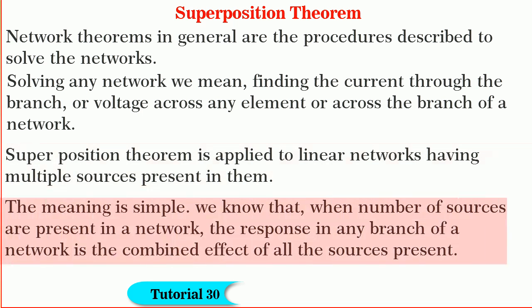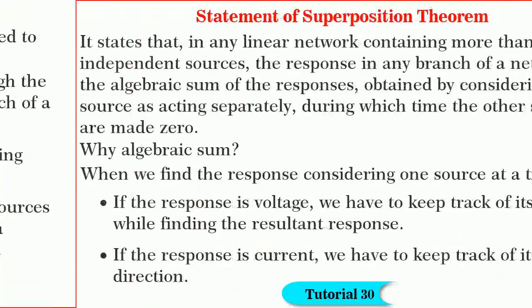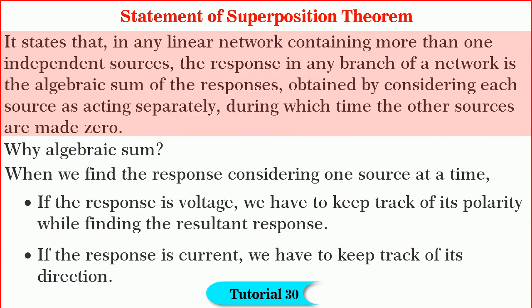The meaning is simple. We know that when a number of sources are present in a network, the response in any branch is the combined effect of all the sources present. Therefore, superposition theorem states that in any linear network containing more than one independent source, the response in any branch of a network is the algebraic sum of the responses obtained by considering each source acting separately, during which time the other sources are made 0.